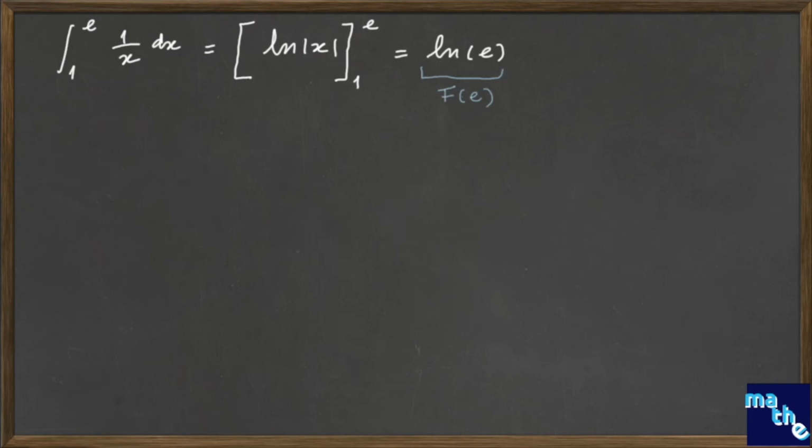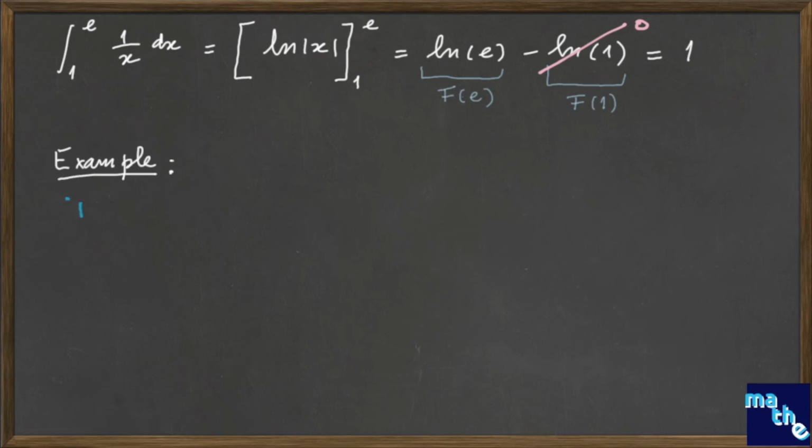And applying the fundamental theorem of calculus, we need to evaluate this at e and at 1. So, substituting x by e, we obtain the natural log of e, minus the natural log of 1. Since the last one is 0, the value will be 1 because the log of e is 1. So, we obtain the final result for this definite integral.